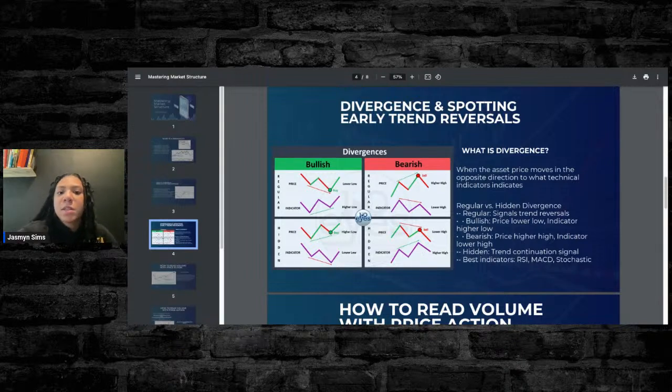So the best way to, I don't want to necessarily say see these, because again, you can identify all of this without any indicators. But I guess you could say a way you could practice it is with the indicators again. So the RSI, the MACD, and the stochastic. And I'll get into how the indicators and things work probably next week or the week after.